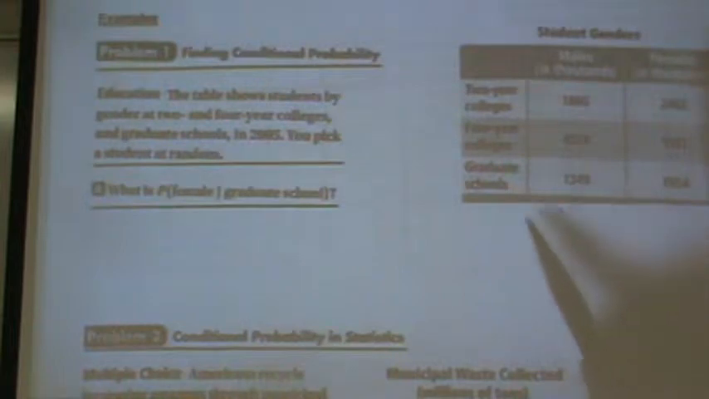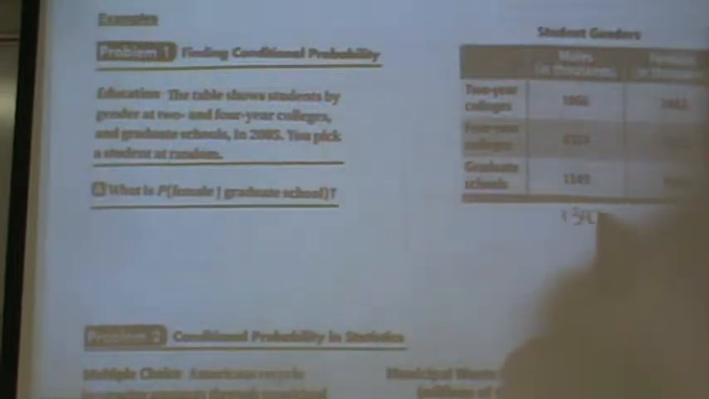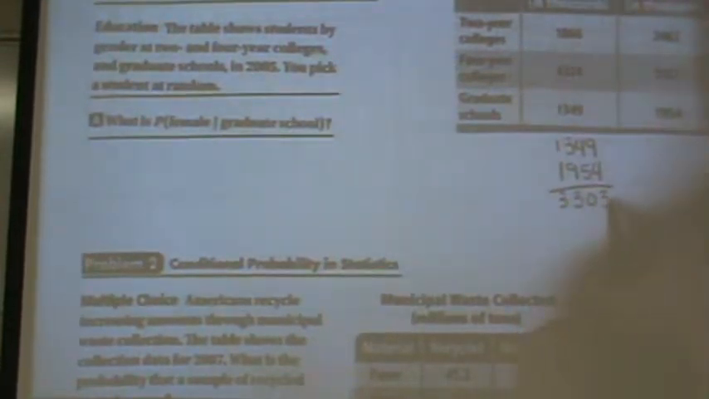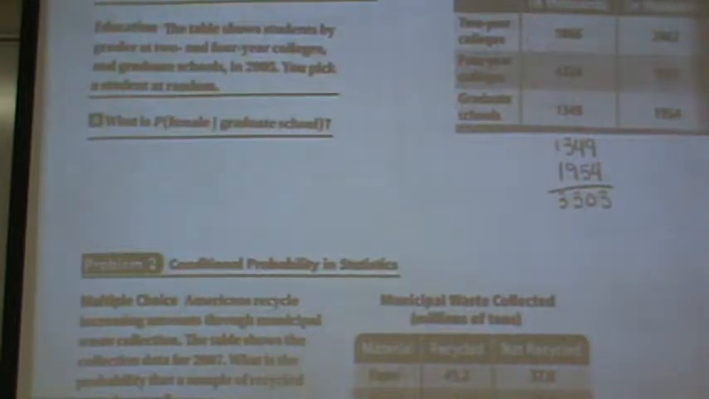Our graduate school numbers are going to give us our total set that we're interested in, because remember that probability is the part over the whole. So we want to find the total number of students attending graduate school. We're going to take the male students, 1349, and add the female students, 1954. That's going to give us our total number of graduate students. When we add these, we get 3,303. So we have 3,303 graduate students total.